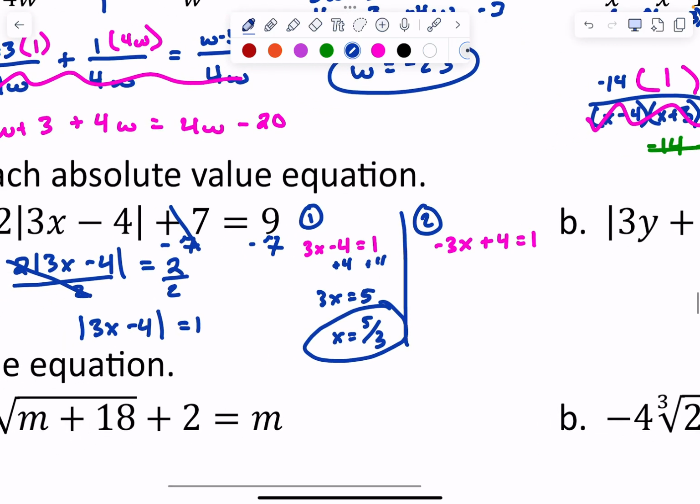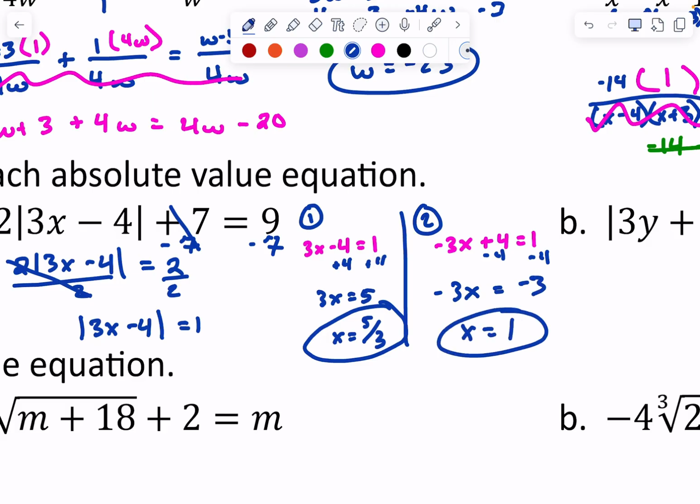That'll do it. If I subtract the 4, negative 3x equals negative 3, and x equals 1. There you go. So if you get a negative number, two answers.